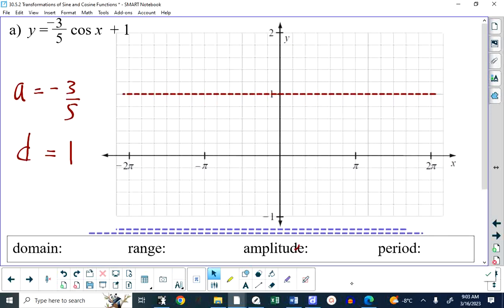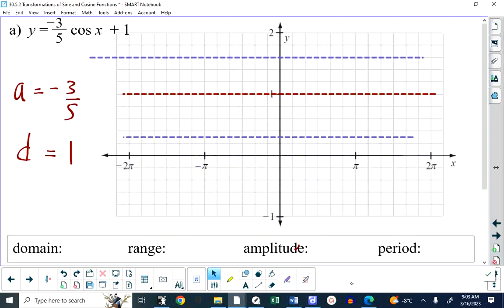It's important for you to note that d, which is the vertical displacement, will always be the central vertical location of the graph. And since the amplitude is 3/5, the maximum will be 3/5 above that, and the minimum will be 3/5 below that. Okay? So I'm setting up my guidelines here.